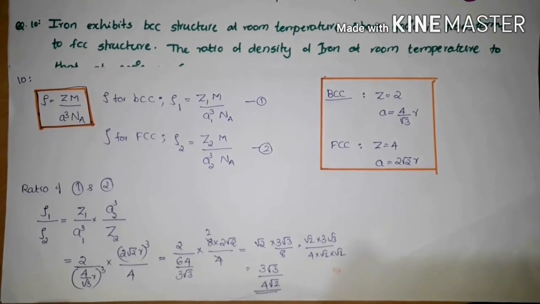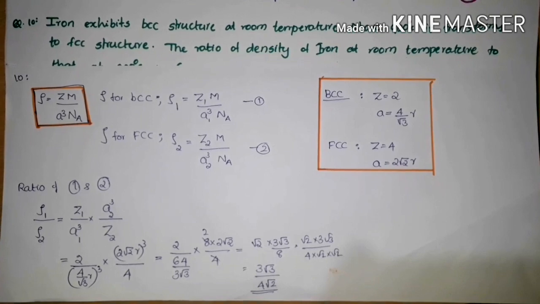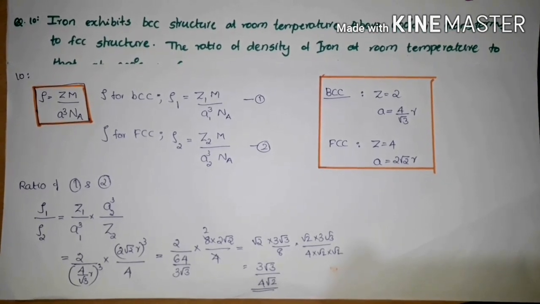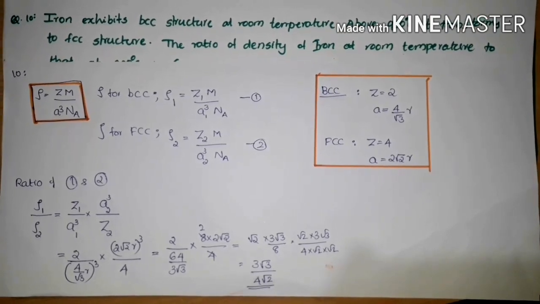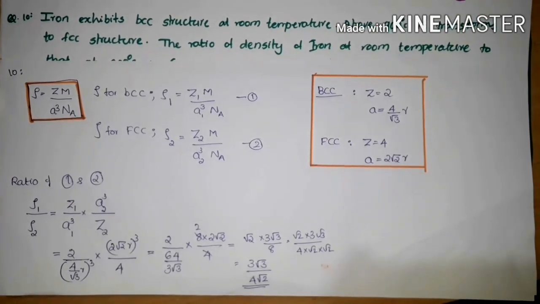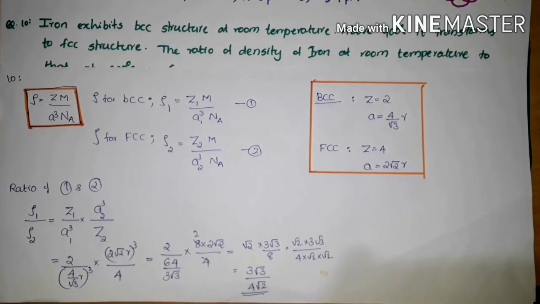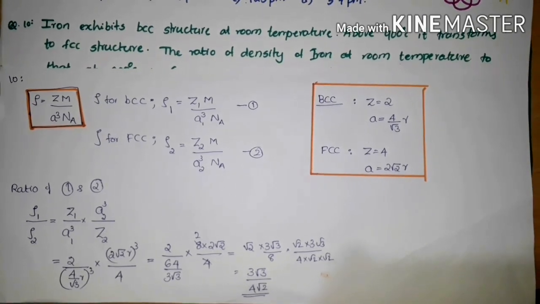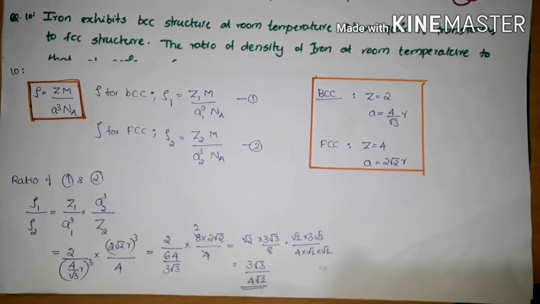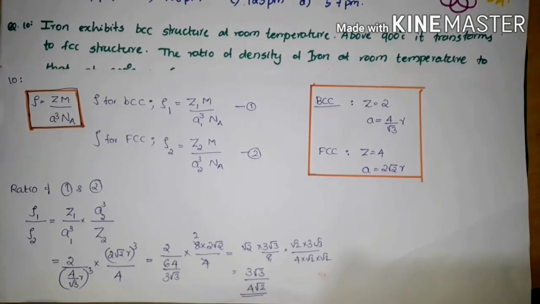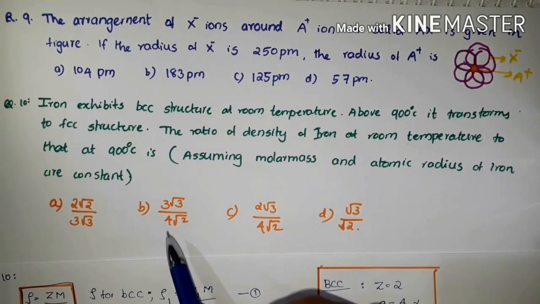Substitute the values of Z1 and a1. Z1 is 2 and a1 is 4 by root 3 r. a2 cube, a2 is 2 root 2 r whole cube, and Z2 is 4. By solving, we will get the answer 3 root 3 divided by 4 root 2. So the answer is 3 root 3 by 4 root 2. Therefore the answer is option B.